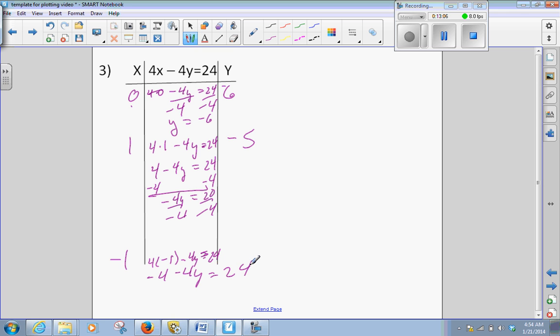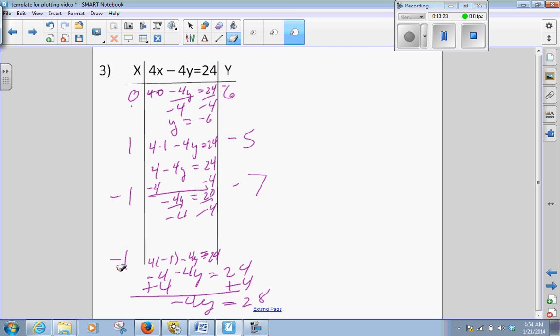You've got to get rid of that -4 by adding 4 to both sides. It's going to leave me with -4y is equal to 28. Divide both sides by -4. So then y would equal -7. So when x is -1, y would be -7.